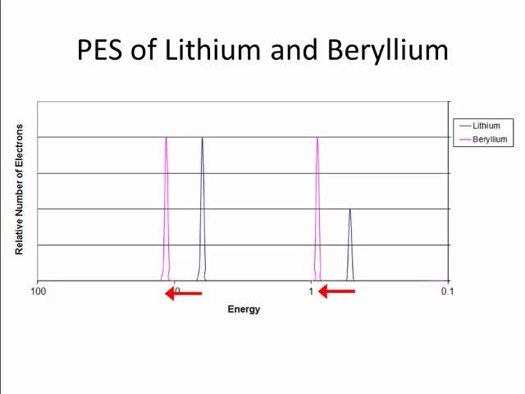Why does this happen? What else is different about beryllium than lithium? Think about the nucleus. Beryllium has one more proton in its nucleus, so its nucleus pulls harder on all its electrons than lithium's nucleus. So all the energy shells are higher in energy in beryllium.